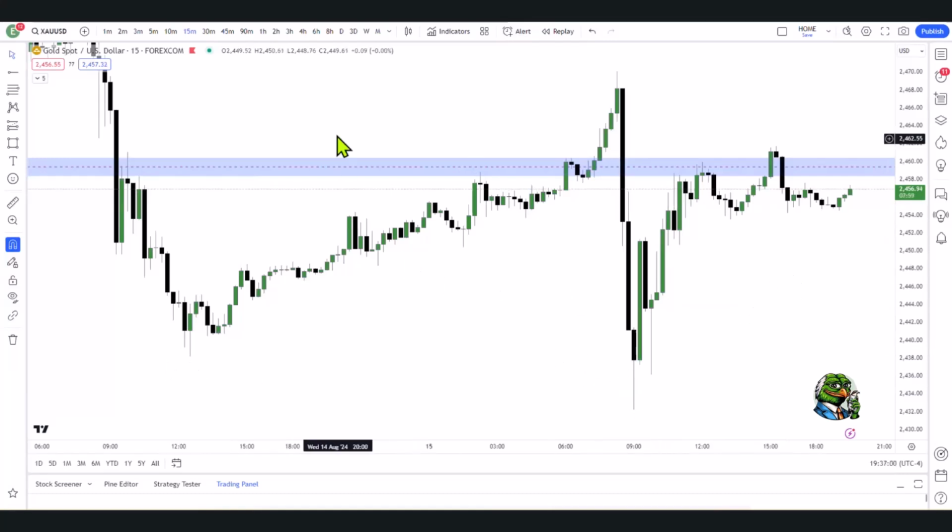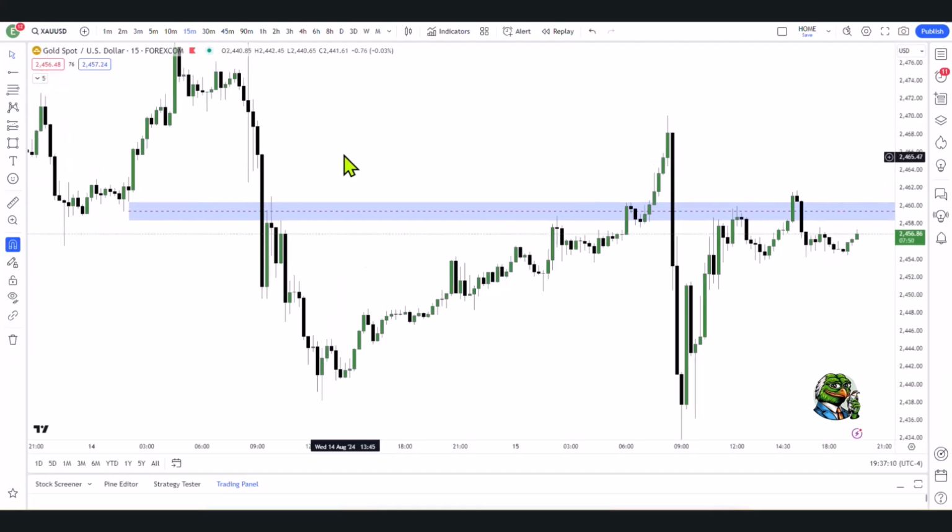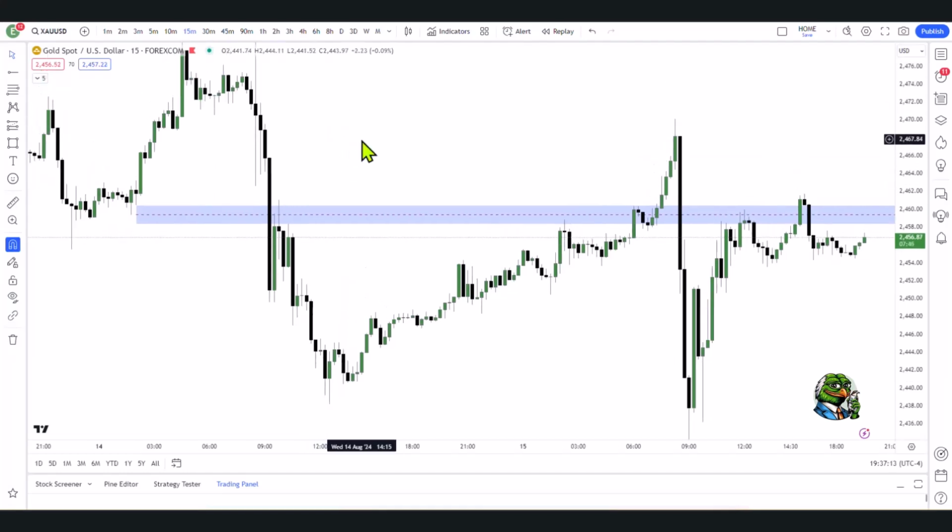So let me now talk about a very high probability setup that reoccurs all the time that you need to go back and backtest and study the charts to identify, okay? And it's very easy to identify because the market shows its hand, okay?